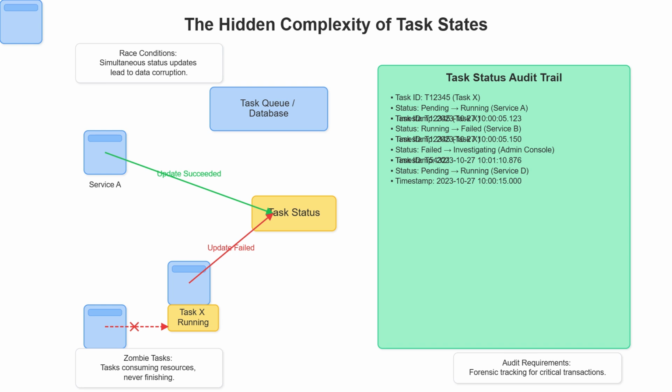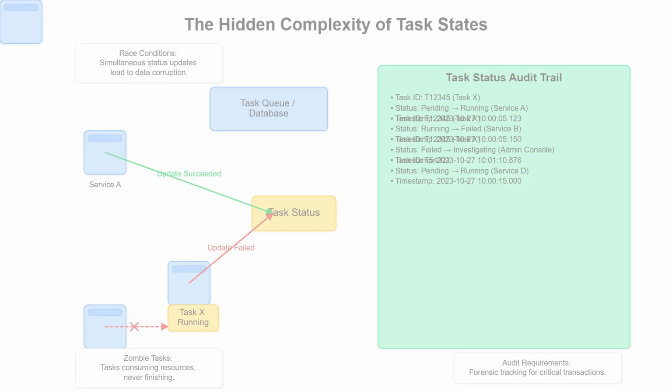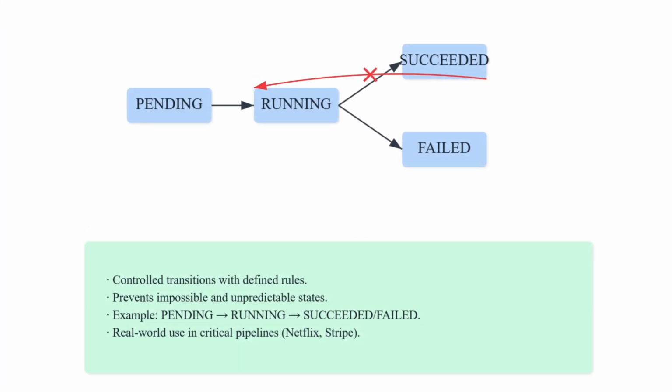This is where a state machine approach becomes your safety net. Instead of allowing arbitrary status updates, a state machine treats status changes as controlled transitions with predefined rules. You explicitly define which status changes are valid. For instance, a task can transition from pending to running, and from running to either succeeded or failed. But it cannot, under any circumstances, jump from succeeded back to running. This prevents impossible or illogical states, making your system predictable and robust, even under extreme stress.